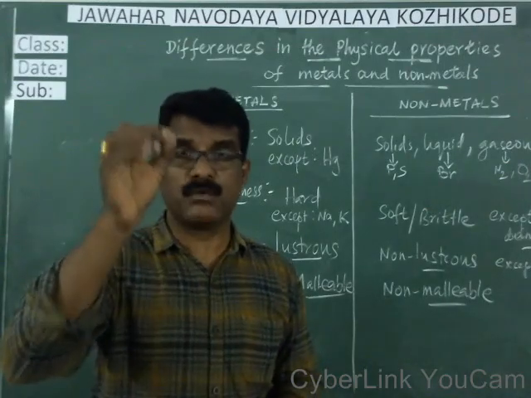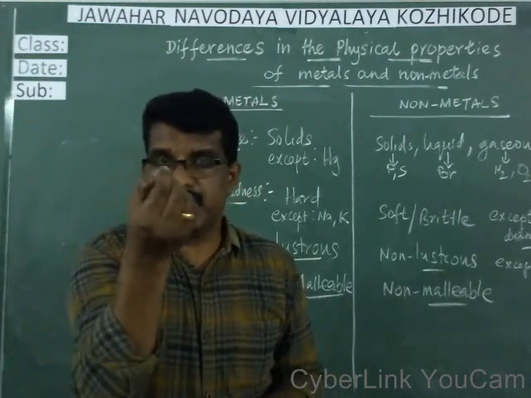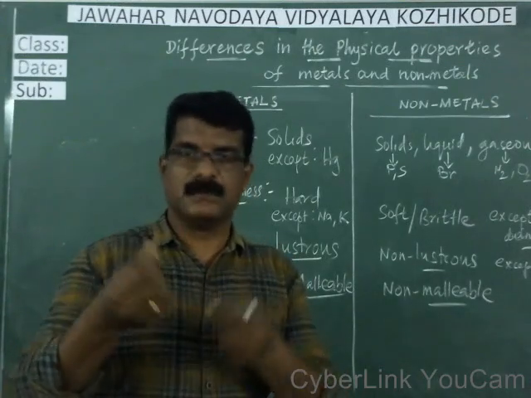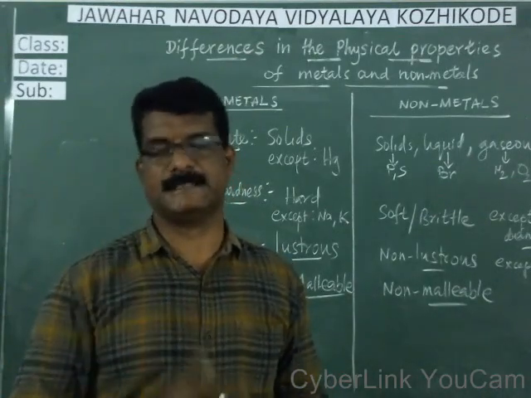See, gold is the most malleable metal. That's why, even from 1 gram of gold, we can make different ornaments and jewelry.